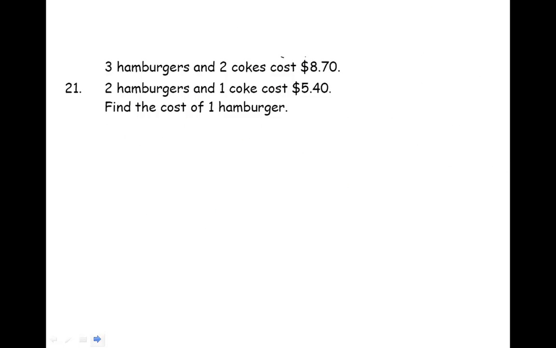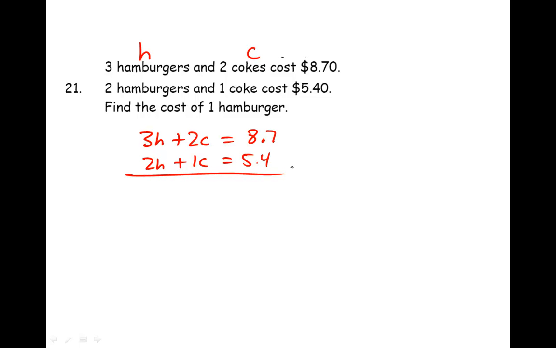21, this one is a word problem, but it is a system of equations. We need to write our system, so it's going to be 3h plus 2c, right? I'm going to use h for hamburgers and c for Coke. Should equal $8.70. Then 2 hamburgers plus 1 Coke is equal to $5.40. Since it's asking me to find 1 hamburger, I'm going to eliminate the Cokes. To do that, I'm going to multiply the second equation by a negative 2.